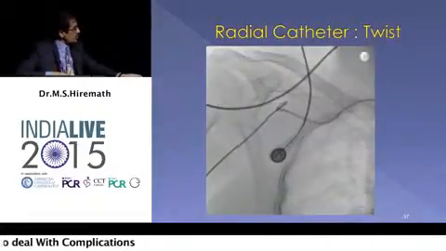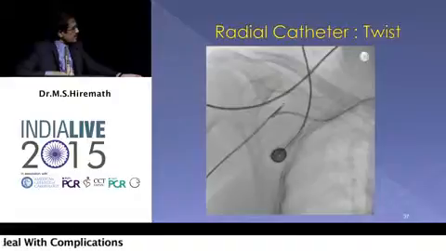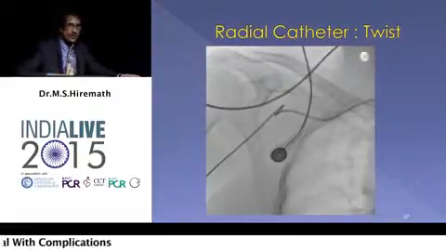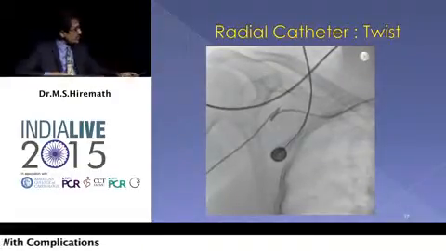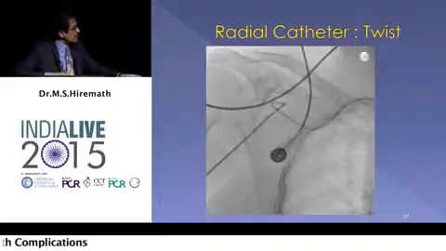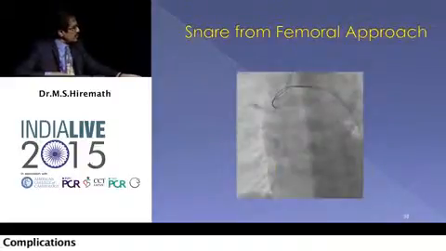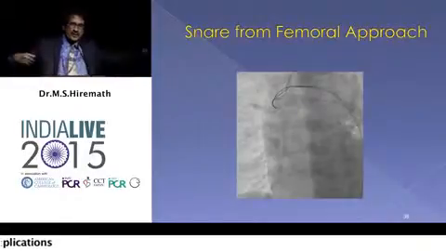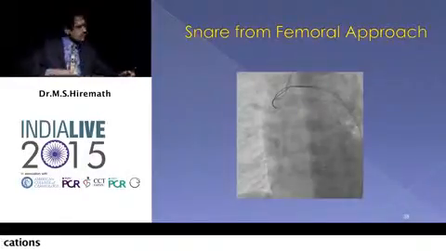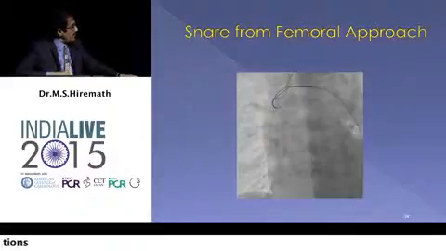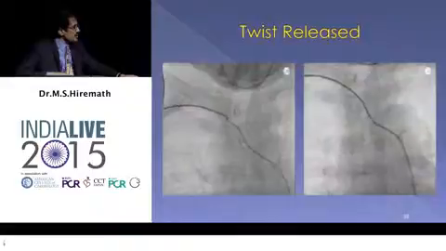This is not very common, but a radial catheter loop not opening. We were not able to get the catheter out. And again, we had to put a snare from the groin, straighten up the loop by putting a stretch on the groin as well as the radial hand, and then we were able to move this catheter out completely.